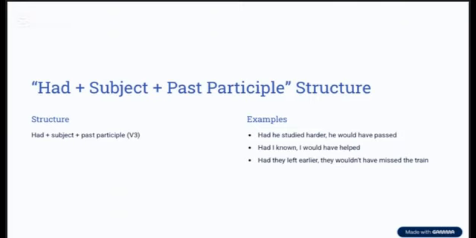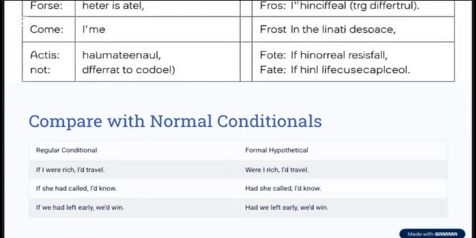Then, second example: Had I known, I'd have helped. And third: Had they left earlier, they wouldn't have missed the train. But they didn't leave earlier, so they did miss the train. So it means that they cannot change their past, and that situation already happened. They're regretting and wanting to change that, but it's not possible.